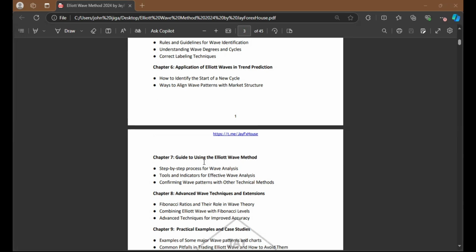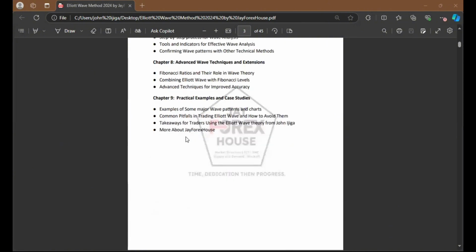So these are all labeled within the ebook, and you also have advanced wave techniques and how you can integrate Fibonacci tools with the Elliott Wave method. Those are also presented within the ebook, and you can get those breakdowns for free. So the ebook link is in the description, and you can get this while you can.